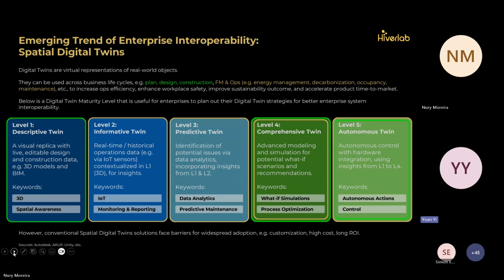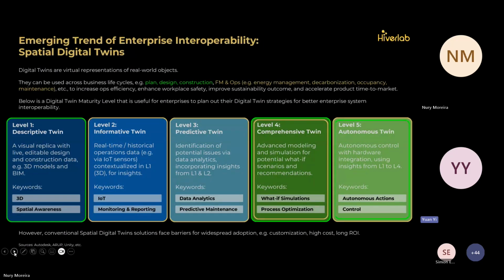And level 5 is the autonomous twin. Based on what is learned from level 1 to level 4, we try to influence the control in the physical environment. For example, the control of robotics through a fleet management system, or the control of aircons, smart building control systems, and so on, to really complete the loop, to ensure that the digital twin is not just happening in the digital space, but also making sense in the physical environment through actual control. So that is a high level view of spatial digital twins.